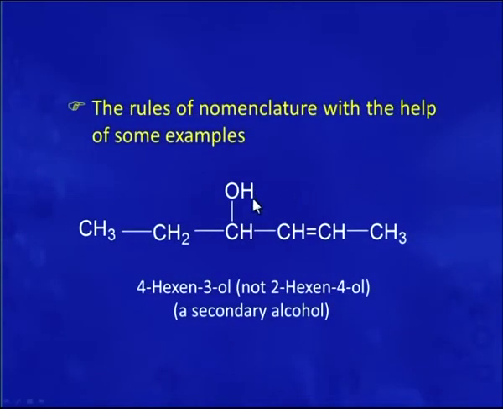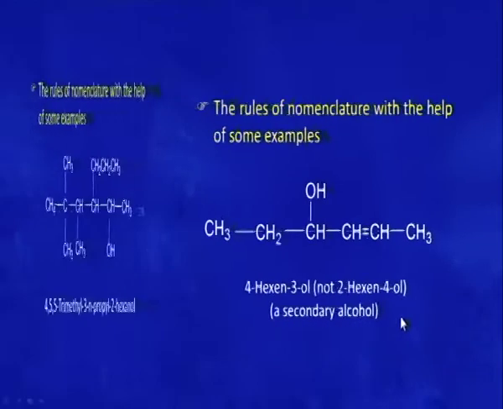In this example, we have a hydroxy group in the molecule as well as a carbon-carbon double bond. As we have seen earlier, the hydroxy group takes priority over the double bond, so we have to give minimum number to the hydroxy group and not to the carbon-carbon double bond, and that is why the name of the molecule should be 4-hexene 3-ol and not 2-hexene 4-ol. This again is a secondary alcohol.